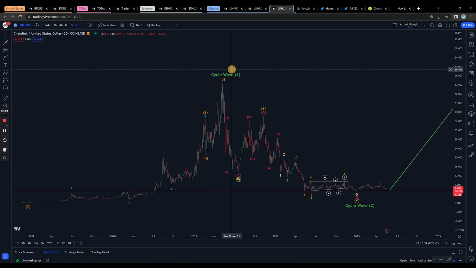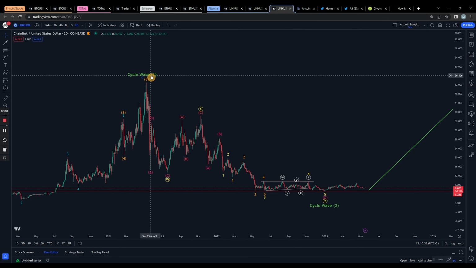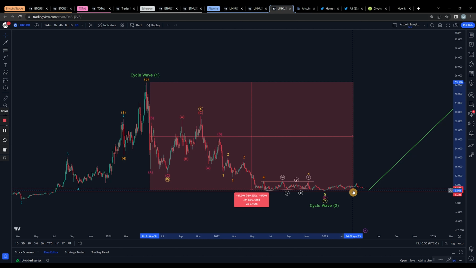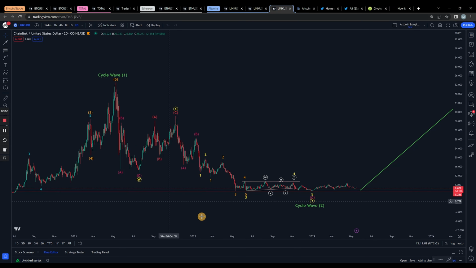Yes, and as you guys might know, Chainlink topped here at approximately $52 in cycle wave 1, and since then we have seen this very, very long correction in an ABC structure, another ABC structure, and this huge last wave which pushed Chainlink down tremendously, and top to bottom we lost nearly 90%. So impressive bear market, of course. And yeah, that's the whole count in Chainlink of the past.